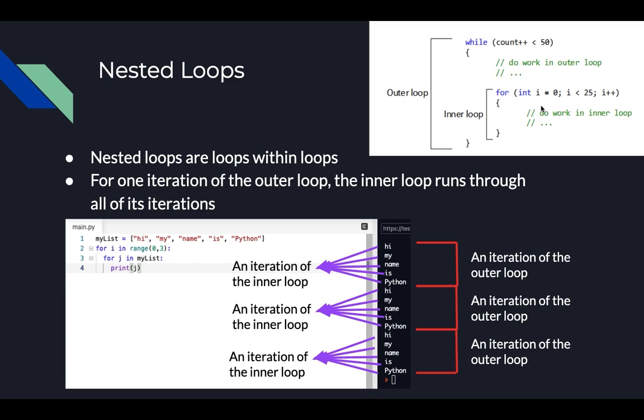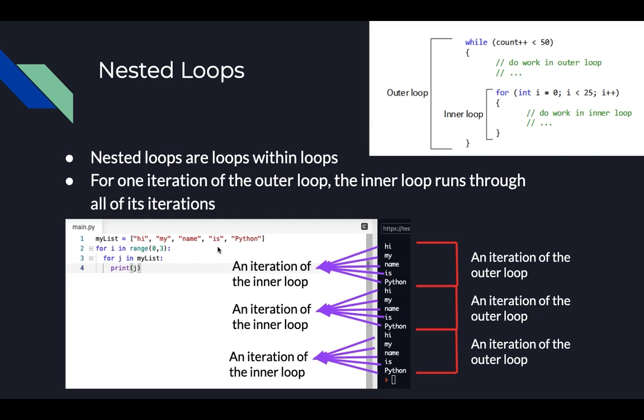I don't think it really matters, but as you can see here, there are these squiggly brackets, and that's called the outer loop, and then you see we have an inner loop, which is a for loop. So for one iteration of that outer loop, the inner loop here runs through all of its iterations.